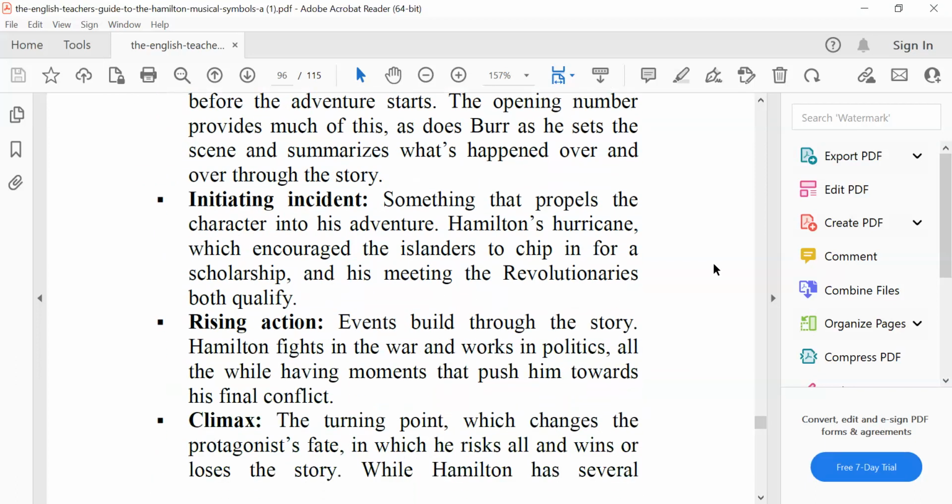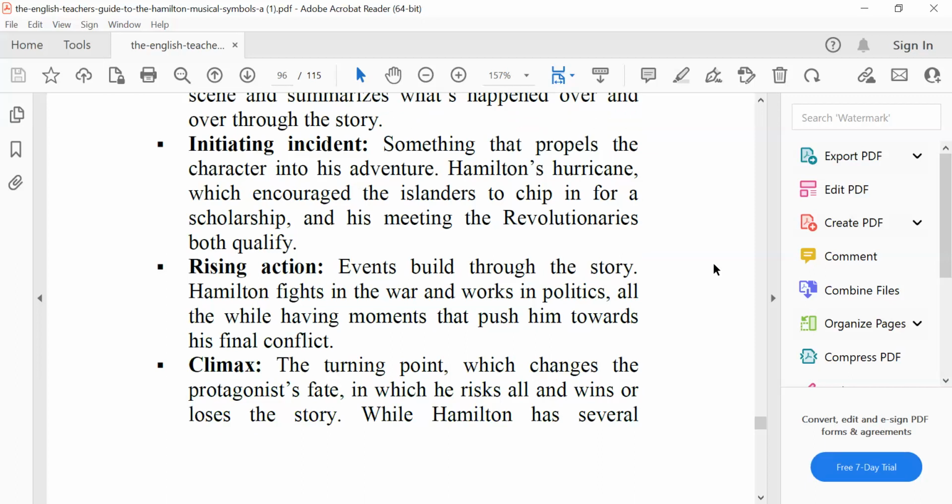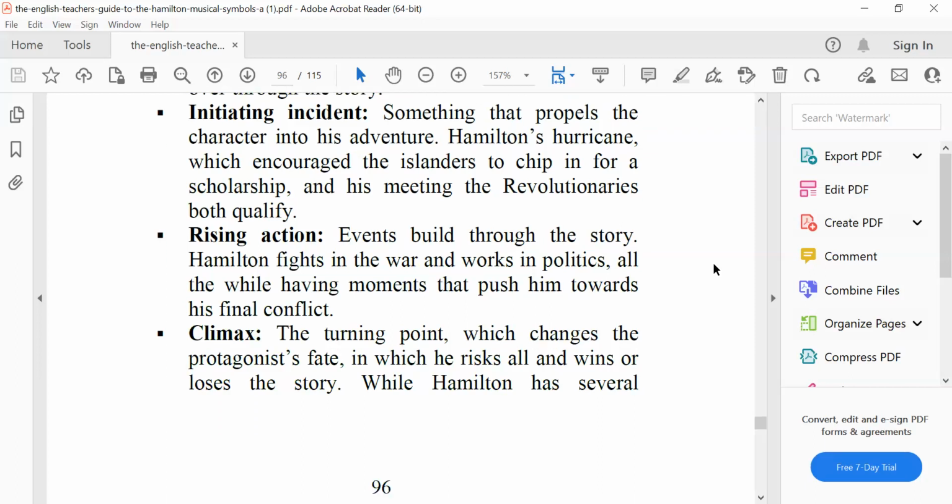Initiating or inciting incident. Something happens. Well, in this one, Hamilton's hurricane makes him write his way out, and he goes off to America, and that's when our story starts. Cinderella gets a ball invitation.